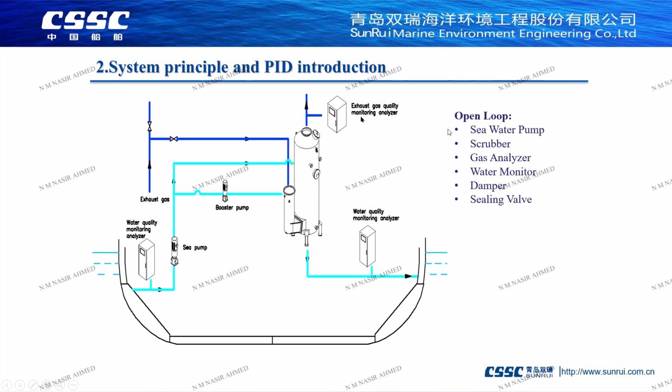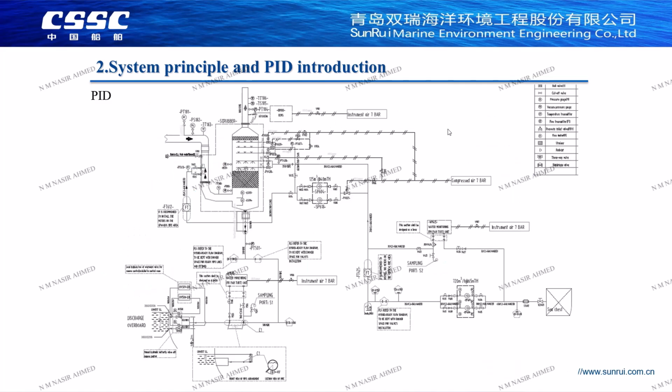Seawater is discharged directly overboard. A part of the water sample is taken out for testing, to check whether the discharge water is up to standard. This is the PID drawing of our project. First, the system takes seawater through a sea chest. It goes through our seawater spray pump, then through a flow meter, and then straight to our scrubber.